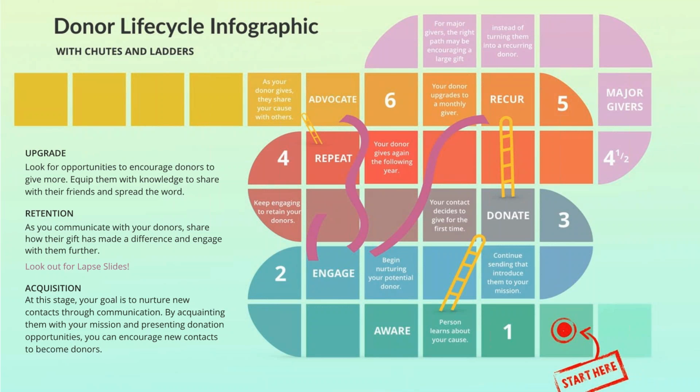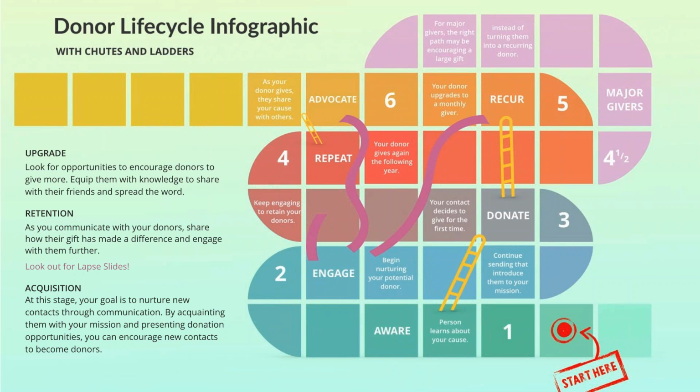So this is something a little bit fun. We've talked about all this stuff, right? And how we have these nice linear paths, right? This is what the donor lifecycle actually really looks like. It's more like a game of chutes and ladders, right? And what we find is that you start down here and you have someone who becomes aware. So they start down at the 1 and they're moving their way up. And then there's all the slides where they can slide down.